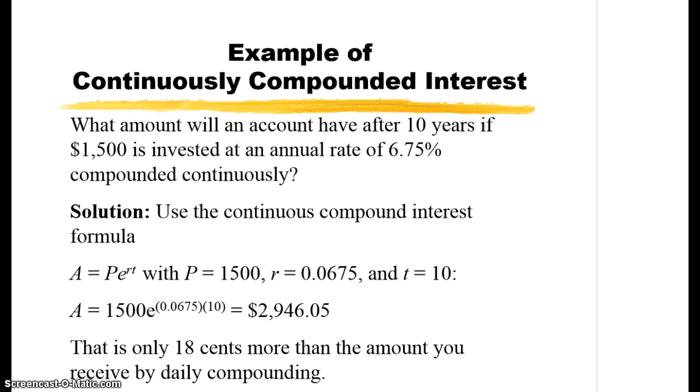You get 1500 times e to the power of 0.0675 times 10. You get $2,946.05. It says that is only 18 cents more than the amount you receive by daily compounding, right? If instead of being continuously compounded, it was daily compounded, 365 compounding periods. Okay, but it's still more, 18 cents more.